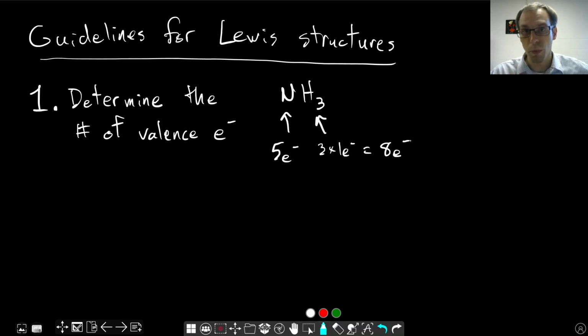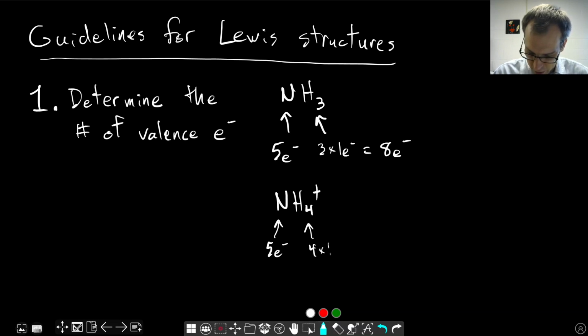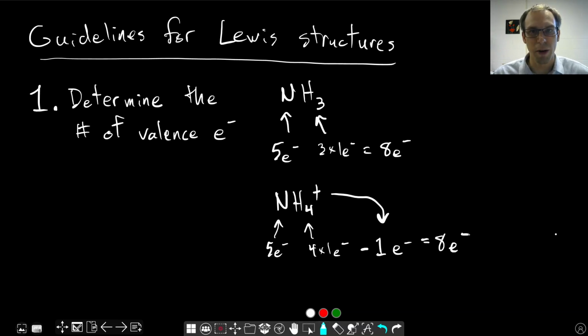Now, one thing to keep track of, say we were looking at ammonium instead, NH4+. We need to remember that this is an ion and has lost an electron. So we would count up our 5 electrons here, and there's 4 times 1 electron, so each hydrogen contributes 1 electron, but we have to subtract 1 electron due to the fact that this is a positive ion. And so we would still get the same number of electrons in ammonium as we have in ammonia. So the total number of electrons is also 8.